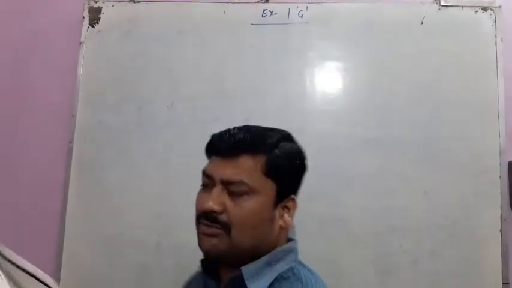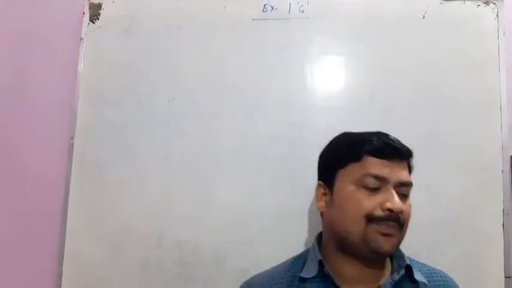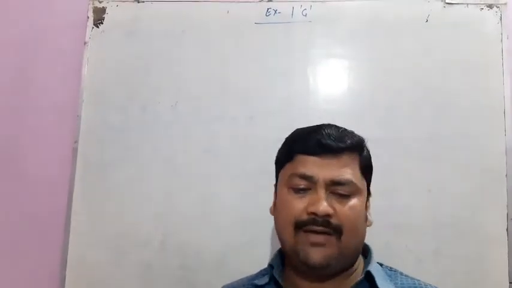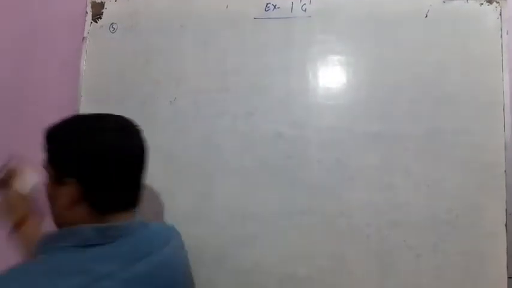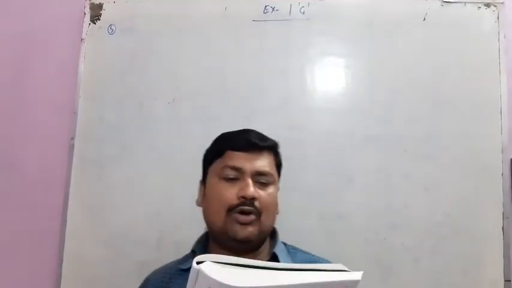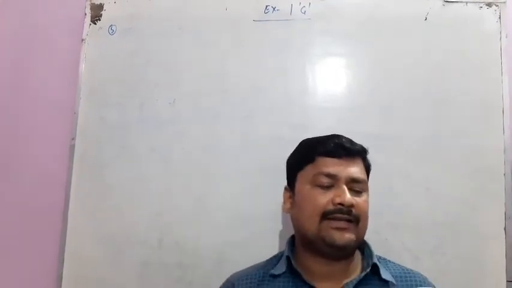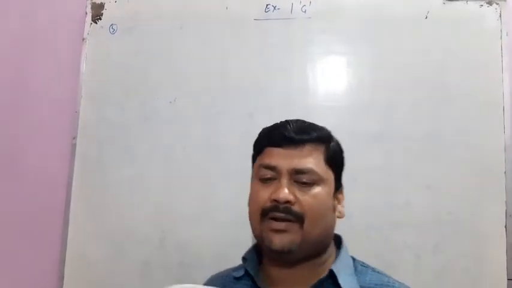Now question number 4 is the same as question number 3. Now we have to look at question number 5. Find the cost of 3 whole 2 by 5 meter of cloth at the rate of 63 whole 3 by 4 rupees per meter.